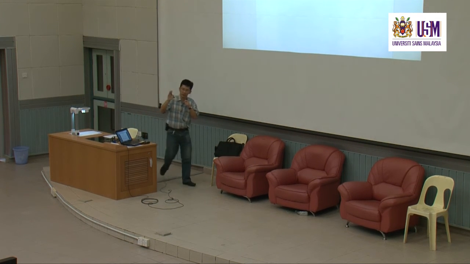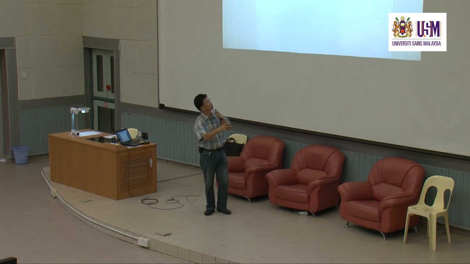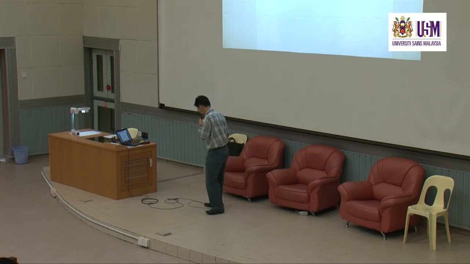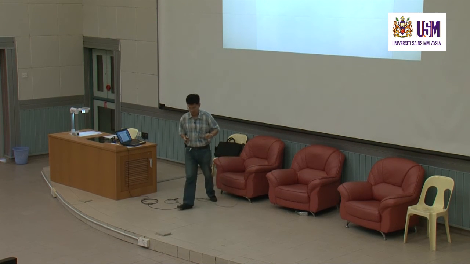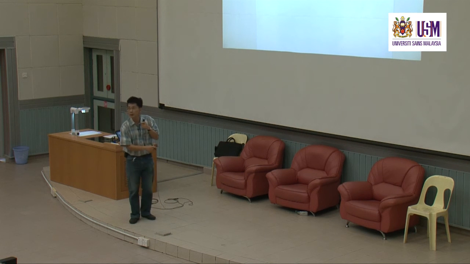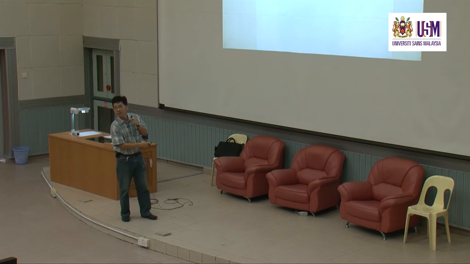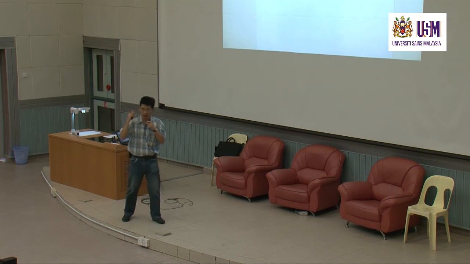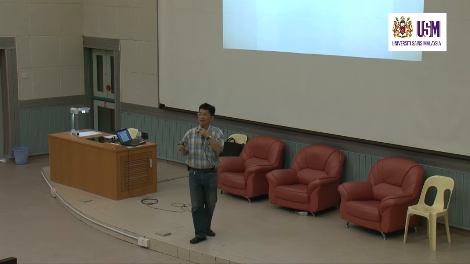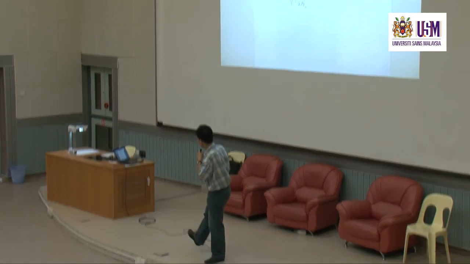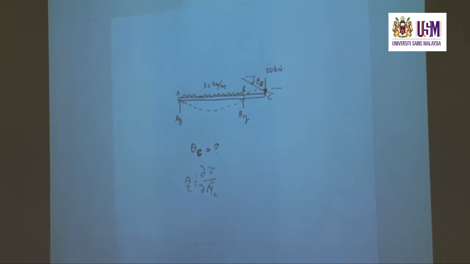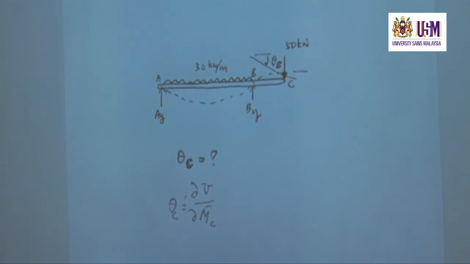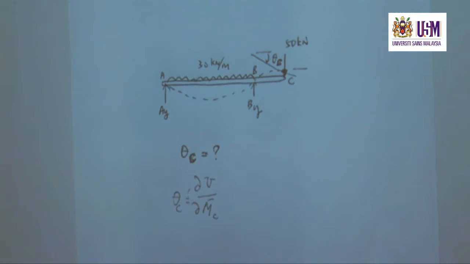So you have to evaluate this using Castigliano's second theorem, del U, del M bar C. You have to use this. This M bar C is the applied moment at C. So in order to find theta C, it is del U, del applied moment at C. But there is no applied moment at C, so what do we do now?